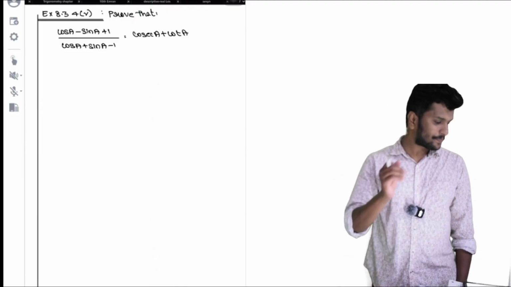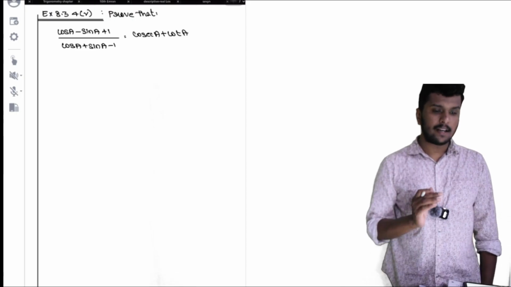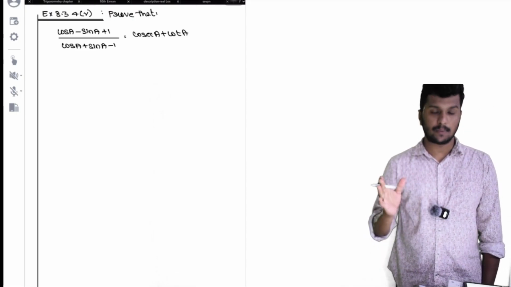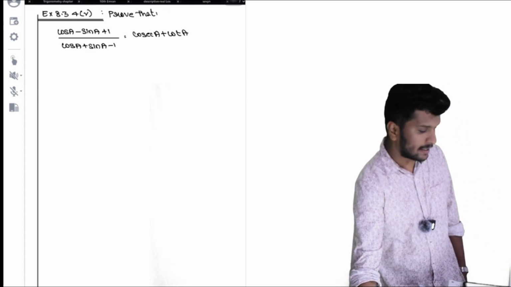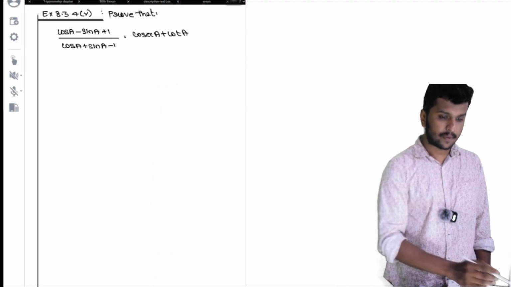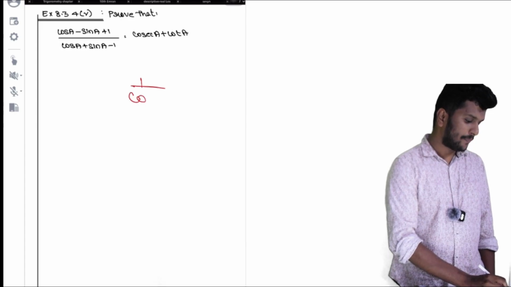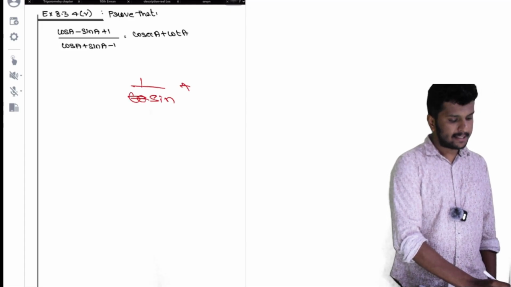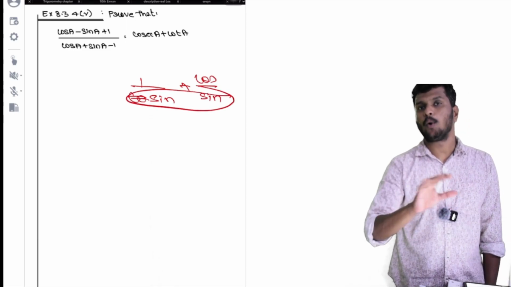The next question we are going to learn is: prove that cos A minus sin A plus 1 whole divided by cos A plus sin A minus 1 equals cosec A plus cot A. Now if you look over here, you can easily identify what cosec means: 1 by sin. Cot means cos by sin. So throughout, it is whole divided by sin.